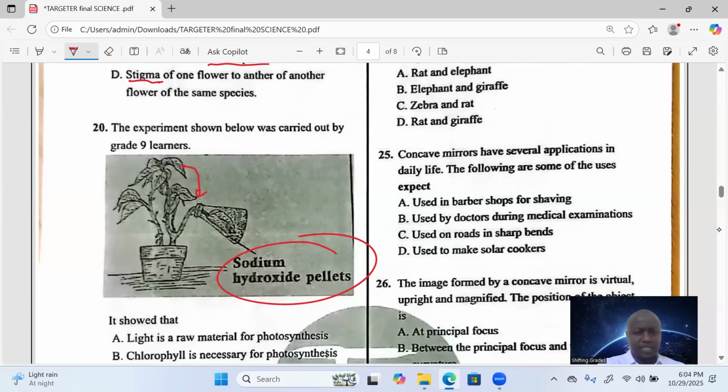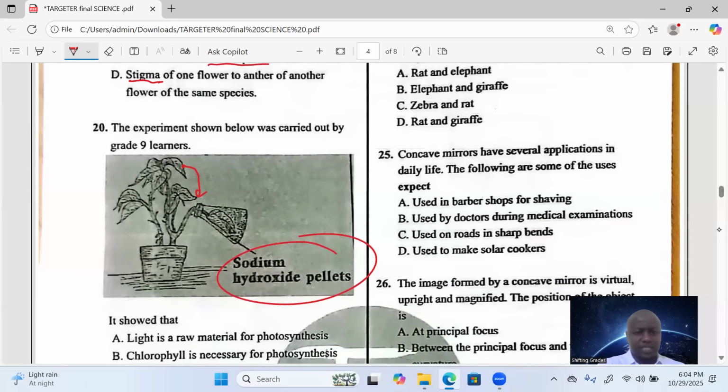Now, concave mirrors have several applications in daily life. Let's look at this wonderful question. Concave mirrors have several applications in daily life. The following are some of the uses, except, we are talking about concave, right? Used in barber shops for shaving. That's very true. Doctors during medical examinations of teeth. Very true. Then used on roads in sharp bends. Okay, that one.